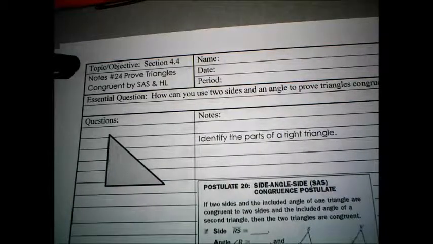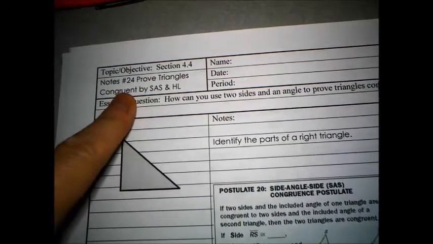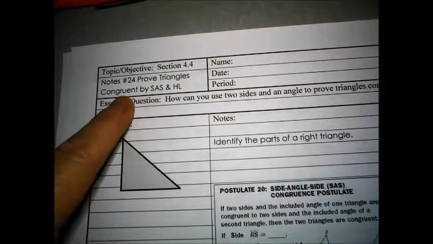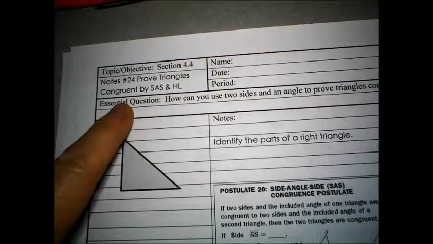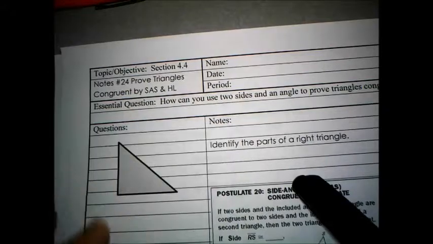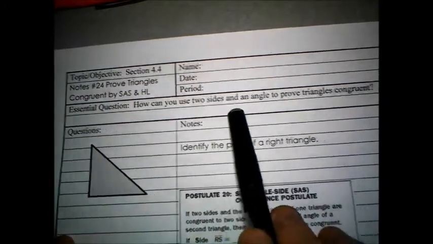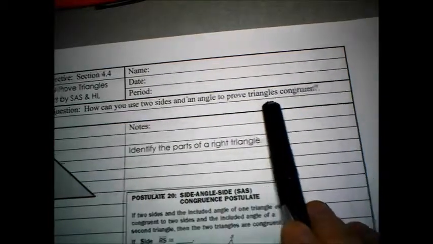This is geometry notes, section 4.4. Notes 24, prove triangle congruence by SAS or HL. Put your name, date, and class period, please. Your essential question is, how can you use two sides and an angle to prove triangles congruent?